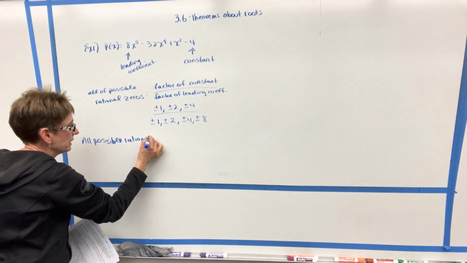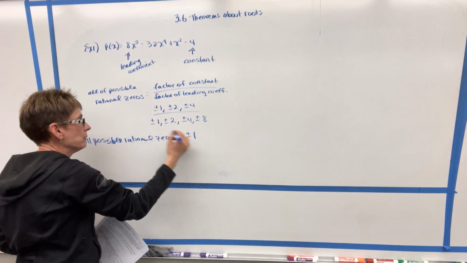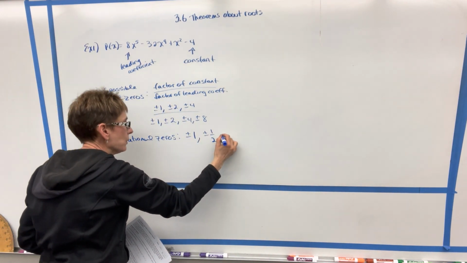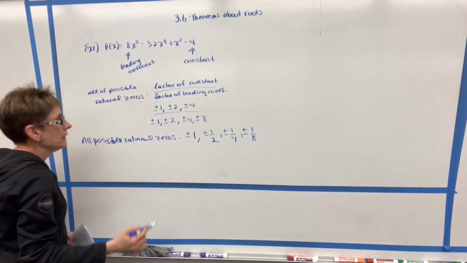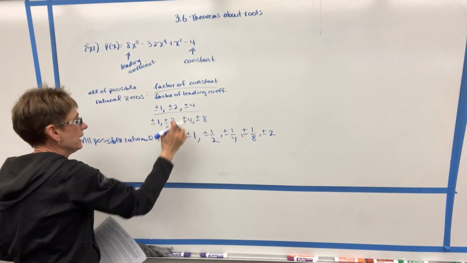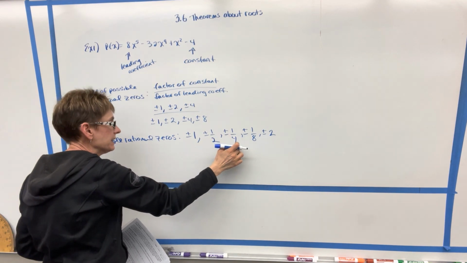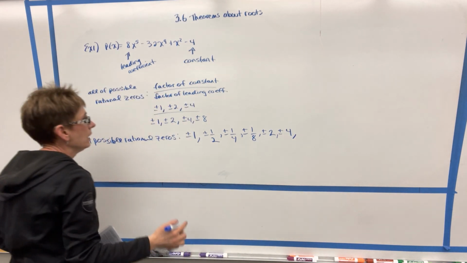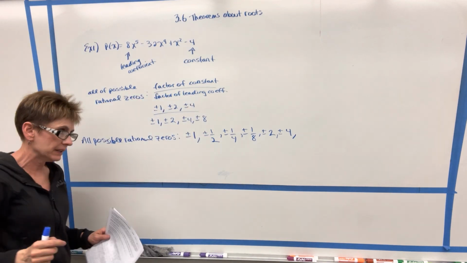So all of the possible rational zeros, if we wanted to look at every possible combination here, we could do 1 divided by 1, 1 divided by 2, 1 divided by 4, 1 divided by 8. Now, we could also do 2 divided by 1. 2 divided by 2 I already have here. 2 divided by 4 I already have. And 2 divided by 8 I already have. I could do 4 divided by 1. 4 divided by 2 is already on my list. 4 divided by 4 is on my list, and 4 divided by 8 is on my list.